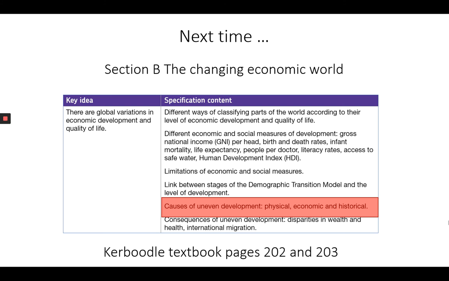In the next video, we'll be investigating 3 causes of uneven development as highlighted here. Don't forget, you could do some flip learning and read ahead before watching the next video. Thanks for joining me. Until next time, goodbye.